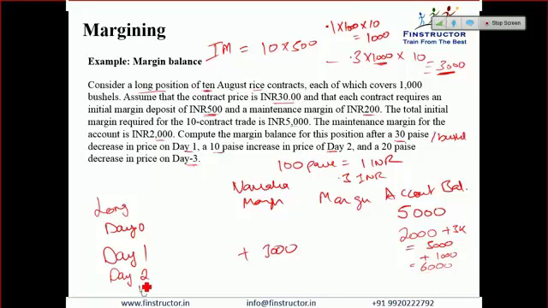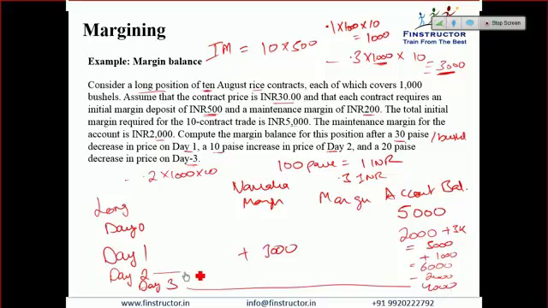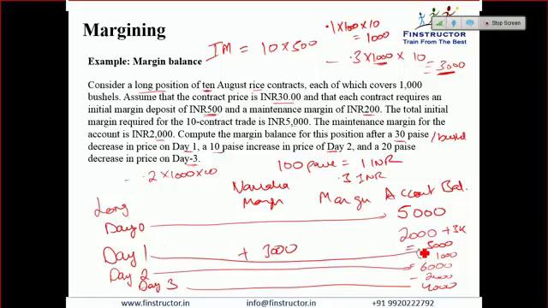At the end of day 3, there is again a 20 paise decrease in price. So there will be a loss of 0.2 into 1000 into 10, or your margin balance will again come down by 2000, and at the end of day 3 it will become 4000. At the end of day 2 it was 6000. At day 0 it was 5000. At day 1 also it will again become 5000, but you will have to put another 3000 of variation margin.